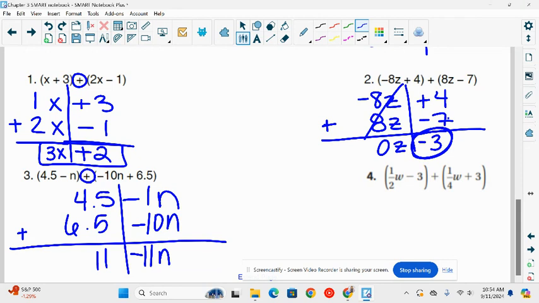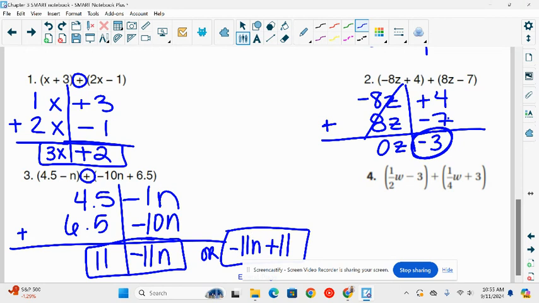Alright, or if you did it opposite, yours may be written as negative 11N plus 11. Is that how you wrote yours? They're both the same. It doesn't matter. It could be this, or it could be this. Either way. The second way is actually the preferred way by math, because they want your coefficient and your variable at the front and your constant at the back.